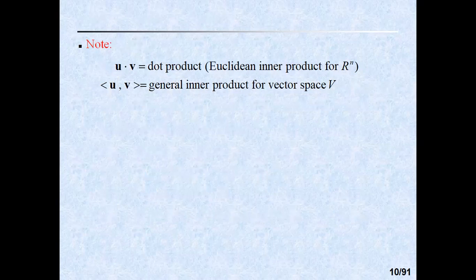Note point here to remember: u dot v is a dot product, the Euclidean inner product for R to the power of n. That means u comma v is the general inner product for the vector space. Here u dot v means particularly the dot product of the two vectors, that is a Euclidean inner product in R to the power of n. But the inner product u comma v, represented by this symbol, is called a general inner product for the vector space V.